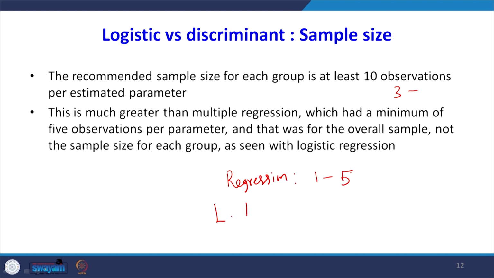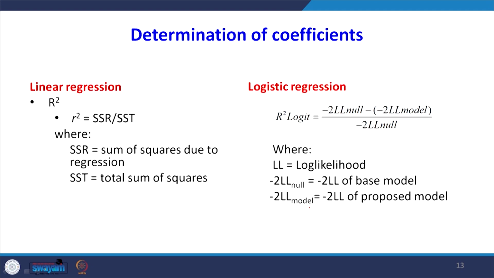When you go for logistic regression, you need to have 10 respondents for one variable. Then the goodness of fit of both linear and logistic regression. As I told you, in linear regression, the R square, that is the coefficient of determination, is measured by SSR divided by SST, regression sum of square divided by total sum of square.